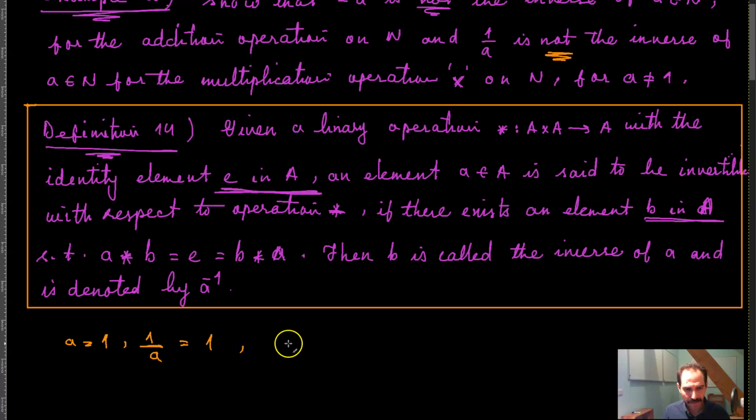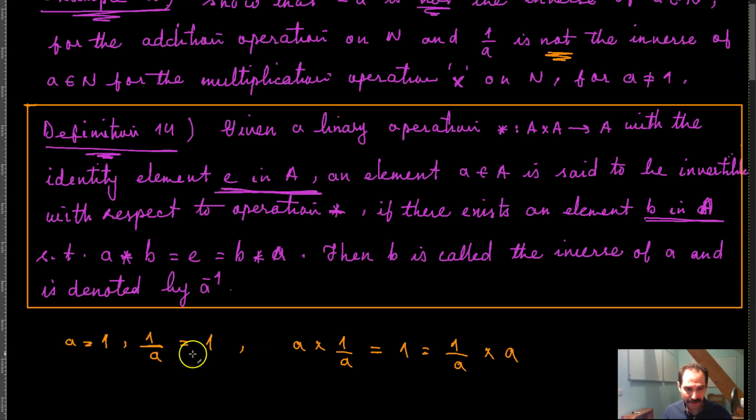And then you have a times 1 divided by a is equal to 1 divided by a times a. What that means is that multiplication is a binary operation on whatever set you are talking about here. Then you can say that 1 divided by a is the inverse of a, or that a is the inverse of 1 divided by a.